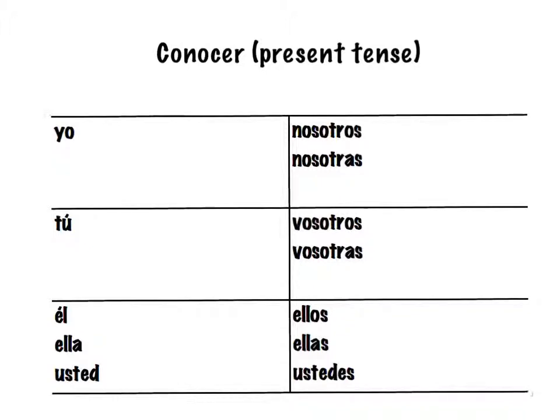Okay, I am going stylus free today. You get to see my wonderful handwriting with my finger. Let's look at conocer in the present tense. It just has one irregularity, and that's in the yo form. That wasn't too bad. Conozco. Everything else is regular.